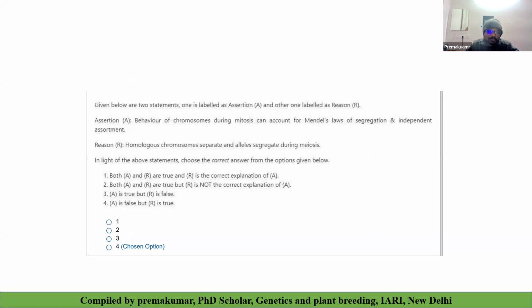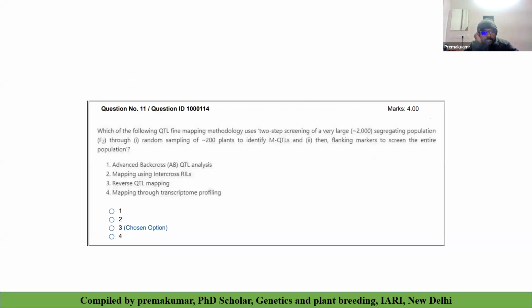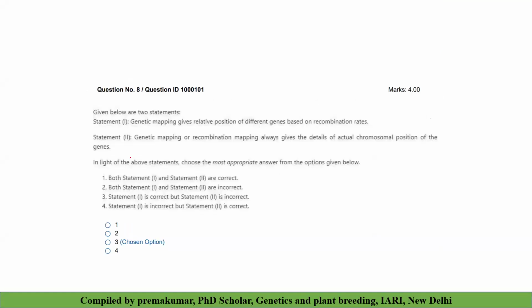Only B is correct. Then, which of the QTL mapping methodologies uses exactly copy paste? Reverse QTL mapping. Yes, sir, exactly the thing.